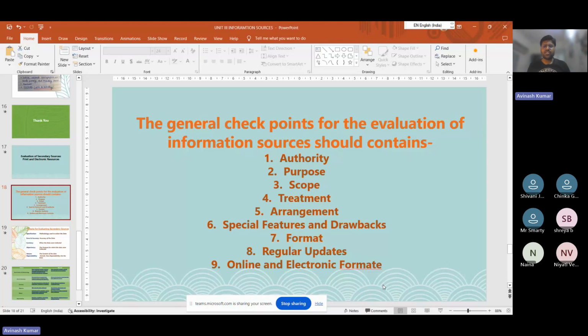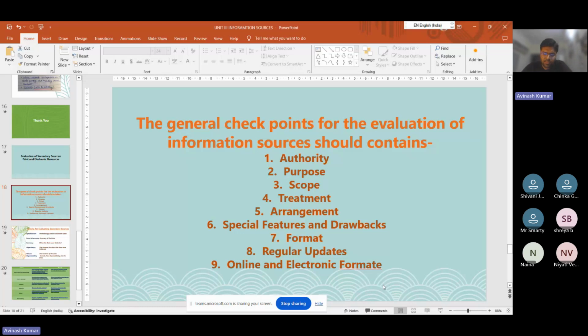First, suppose you are finding some information, and you don't have an idea who is behind it, who is the authority of this information. Without knowing the authority, you should not take this kind of information. First you understand the authority, then you realize, oh, this authority is good.